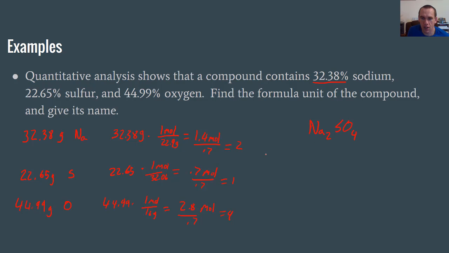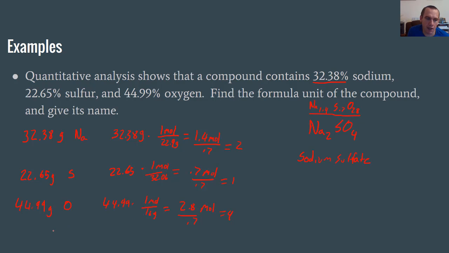Now, if you'd have just stopped here with the 1.4, 0.7, and 2.8, then you'd have had Na 1.4, S 0.7, O 2.8. And while the ratio is correct, we do like whole numbers. That is the convention in our formula units and molecular formulas. So this becomes Na2SO4. The ratios all stay the same. And of course, we know this compound as sodium sulfate.